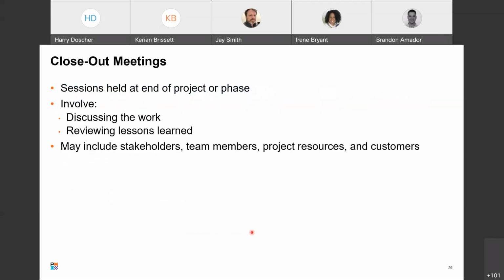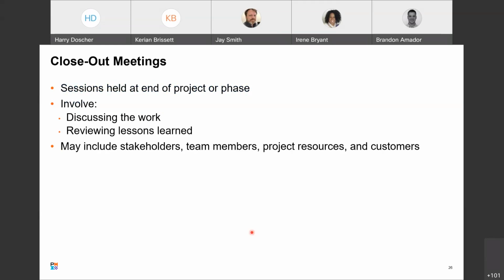And then close out meetings. You have this at the end of a session, at the end of a project or phase, and you review the work and you review the lessons learned. We'll talk about an Agile specific one next. You can include stakeholders, team members, any of the people who worked on the project itself, and your customers.